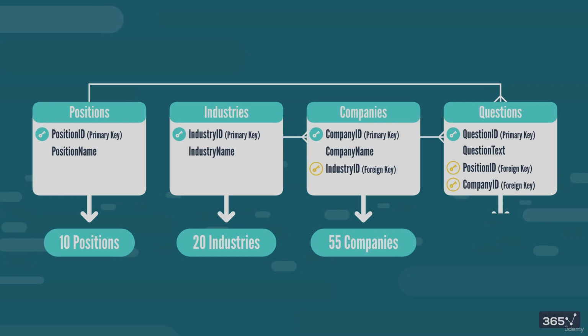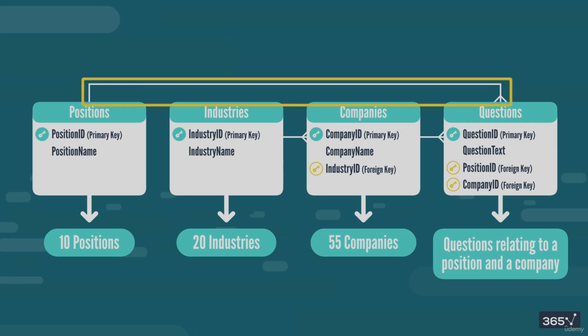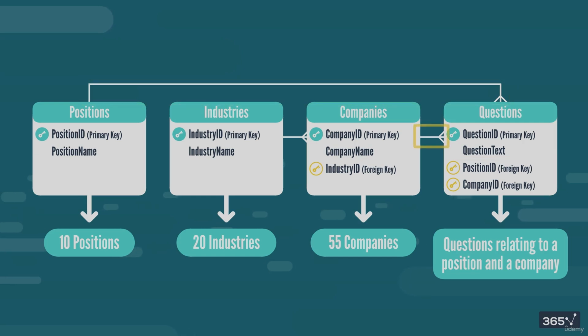Lastly, we examine the questions table, which is perhaps the most dynamic of the tables. It features question ID as the primary key. Other fields include question text, position ID, and company ID. The final two serve as foreign keys, linking back to the respective tables. This design allows us to model relationships where one position can be associated with multiple questions, and similarly, one company may have various questions tied to it.